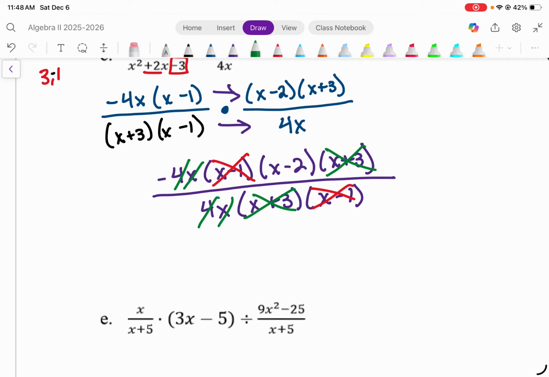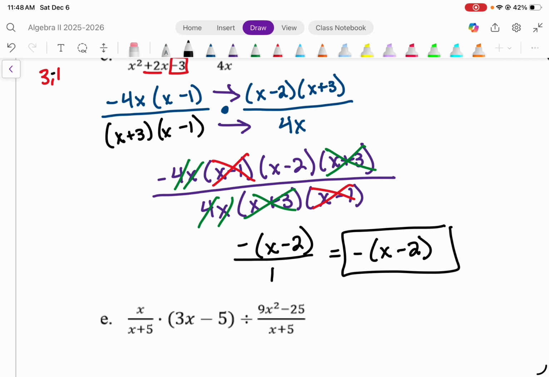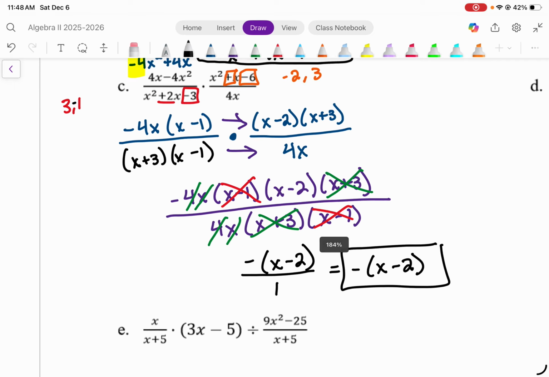So that means we no longer need the denominator because all that would be left down there is a 1. If you write it like this, where you have the negative and the x minus 2 left over 1, that's fine. But it's not required to put the over 1, so you could write it as negative and then in parentheses x minus 2. So both of these would be counted for full credit.